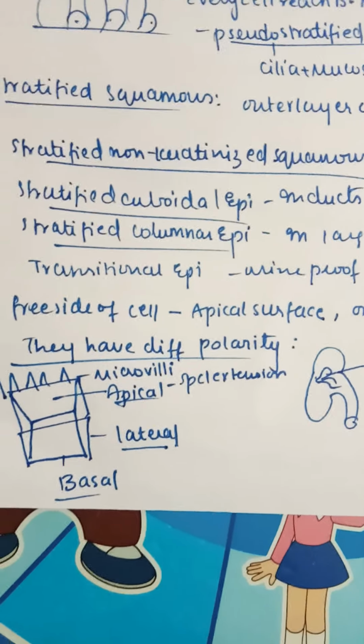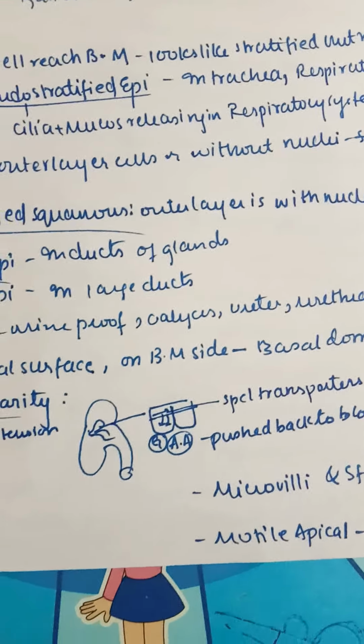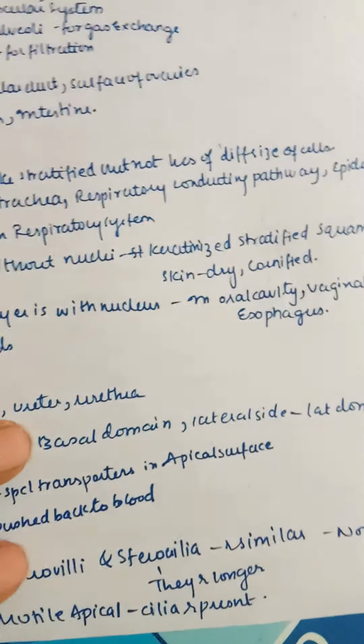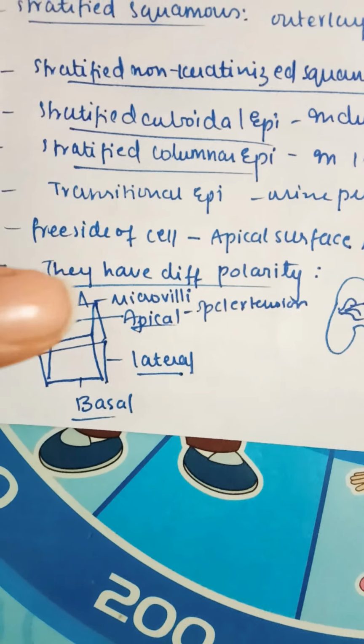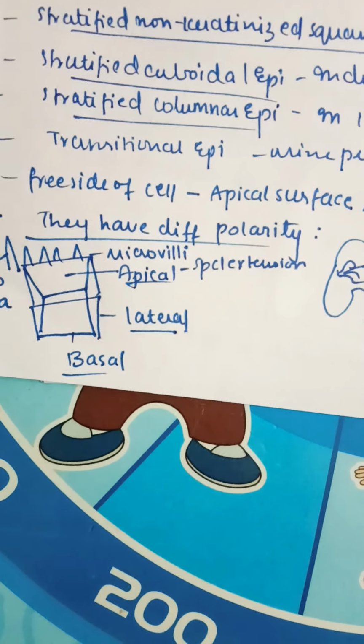In all urinary parts. So what is the free side of the cell? For example, this is the apical side of a cell, and the side on the basement membrane is known as the basal domain, and the lateral sides are known as the lateral domain. So if you see, this is the lateral domain, this is the basal domain, this is the apical domain, and on the apical domain you have microvilli, cilia or flagella based on the cell.